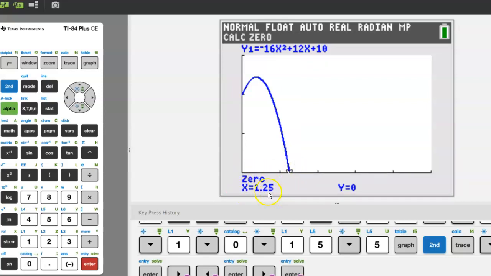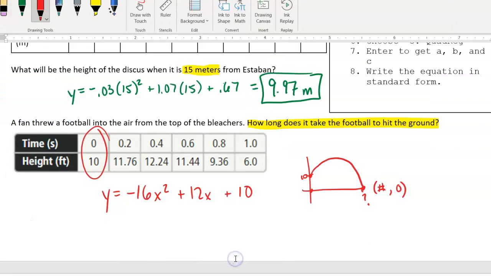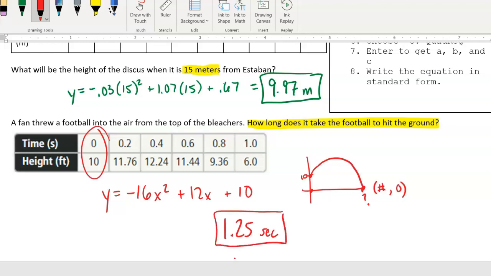It gives me my zero of 1.25. My y value, sure enough, is 0. So that means that it hits the ground after 1.25 seconds. That would be your answer for that problem.